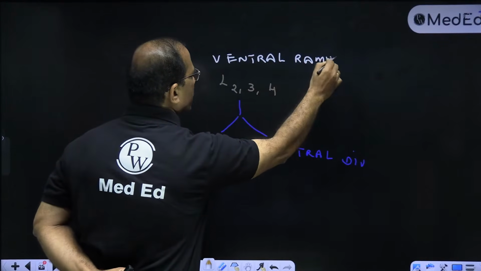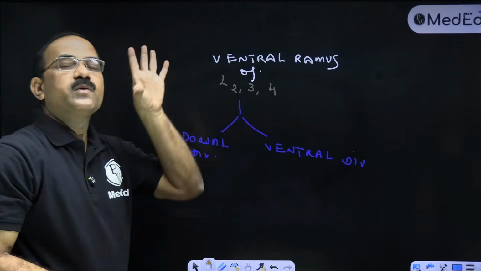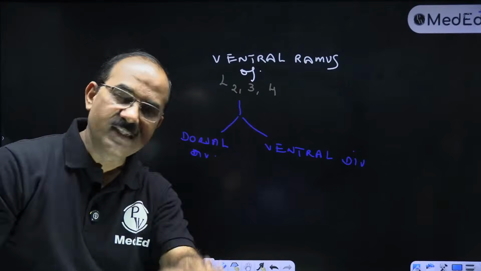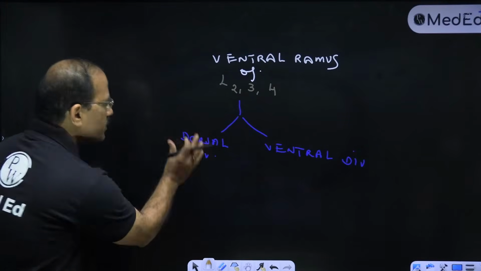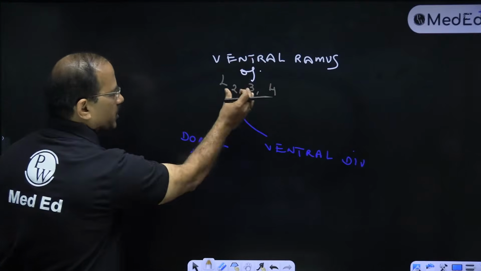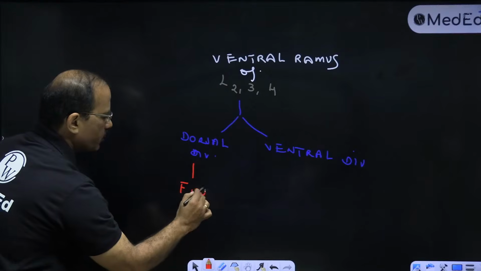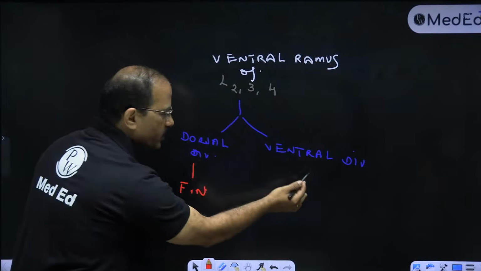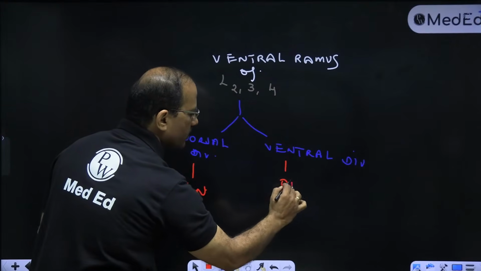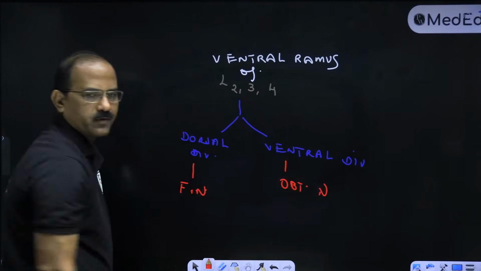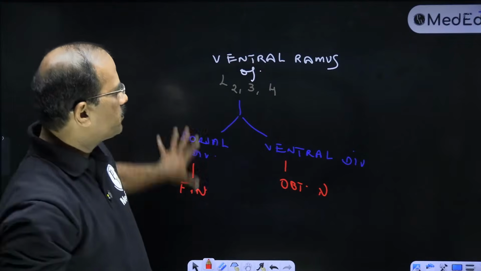So ventral ramus of L234 nerves. So the ventral ramus of L234 divides into a dorsal division and ventral division. So the dorsal division of the ventral rami of L234 से बनेगा femoral nerve, and the ventral divisions of the ventral rami of L234 से बनेगा obturator nerve. बस ये याद रखना. Very easy to remember.